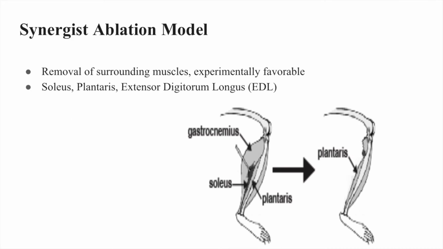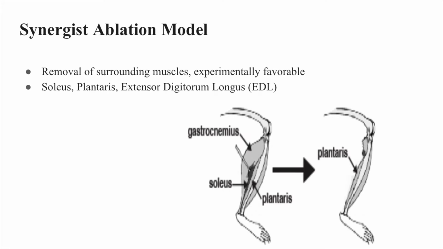The synergist ablation model was used in this research. This method highlights the sole efficiency of the muscle of interest by surgically removing surrounding muscles. In this research, the muscles of interest are the soleus, plantaris, and extensor digitorum longus. By surgically removing the surrounding muscles, it puts more tension on the muscle of interest, giving it the ability to grow at a faster rate since it is working alone.